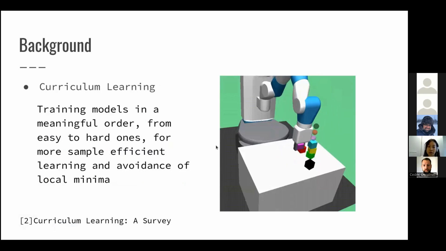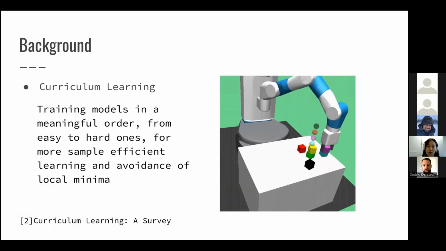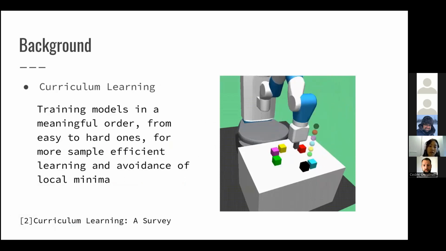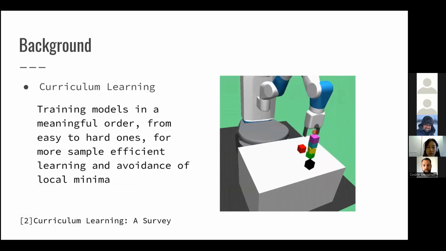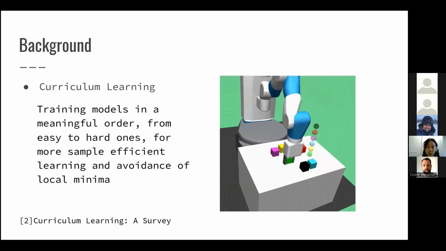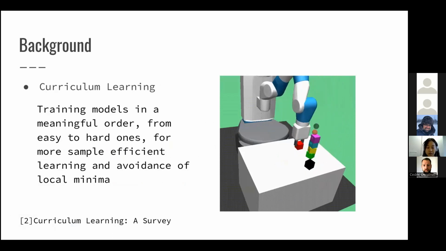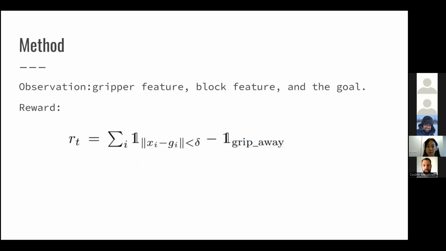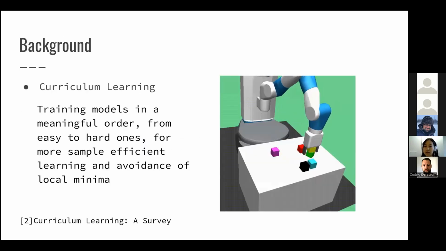And about curriculum learning, it is trying to train models in a meaningful order, which means from the easy to the harder ones, so that it can get more sample efficient learning, and also avoidance of local minima. There is also another, I think, good paper for curriculum learning. It's also a survey.